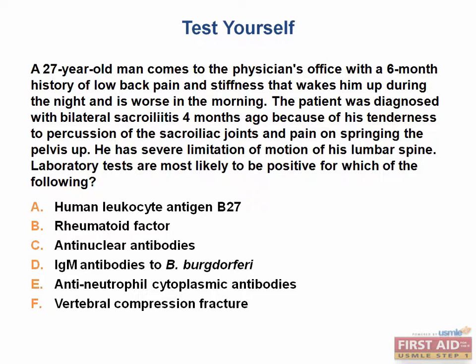Alright, let's do some practice questions. A 27-year-old man comes to the physician's office with a 6-month history of low back pain and stiffness that wakes him during the night and is worse in the morning. The patient was diagnosed with bilateral sacroiliitis 4 months ago because of his tenderness to percussion of the sacroiliac joints and pain on the springing of the pelvis. He has some limitation of motion of his lumbar spine. Laboratory tests are most likely to be positive for which of the following?